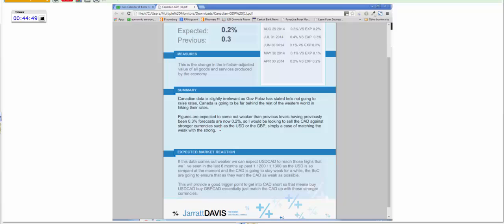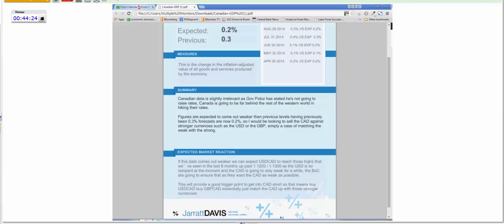Okay, and if we look at the data, we can see that the weak data will exacerbate that. So if we can see the expected market reaction, bear in mind I've written this yesterday. If this data comes out weaker, we expect dollar CAD to reach those highs we've seen in the last 6 months, past 112, etc., because the Bank of Canada are backing that up. This is basically an opportunity to buy dollar CAD. So that was the preparation.